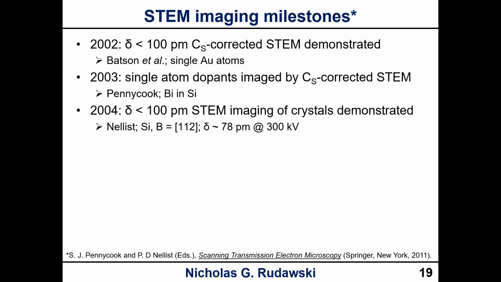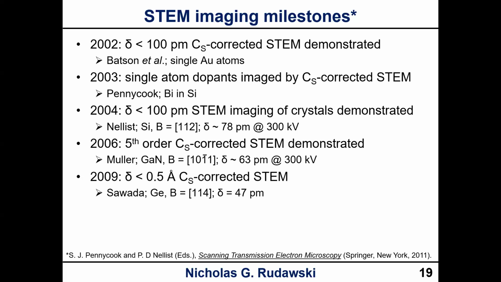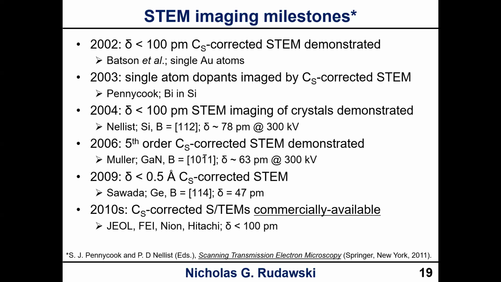In 2004, we had sub-angstrom resolution of crystals demonstrated. This was silicon along the 112 zone axis, which is 78 picometer spacing. In 2006, this was the first time we had 5th order CS-corrected STEM demonstrated, and this was demonstrated in gallium nitride, and the resolution was about 63 picometers. In 2009, the 50 picometer barrier was broken, and so this was germanium viewed along the 114 zone axis, 47 picometers. And in 2010s, we have CS-corrected STEMs commercially available from several manufacturers with sub-angstrom resolution.